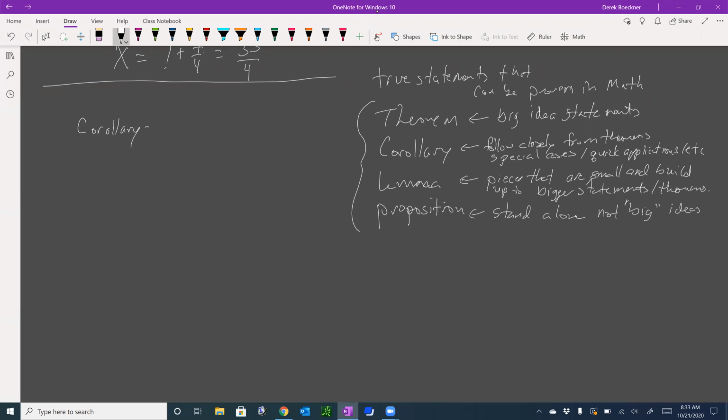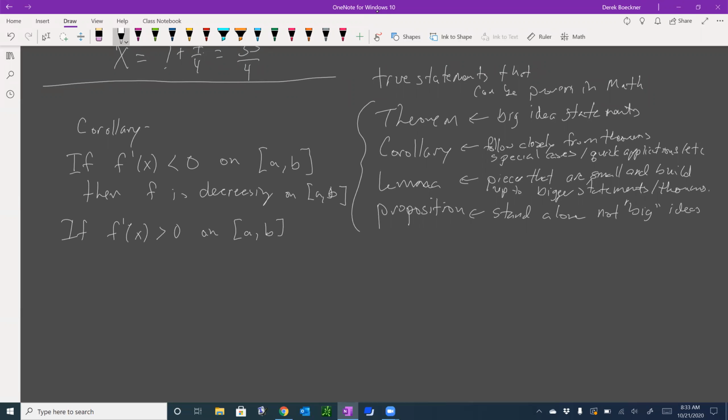Okay. So a corollary here is something that falls out from the mean value theorem immediately. And this corollary states, if f prime of x is less than 0 on (a, b), then f is decreasing on [a, b]. And similarly, if f prime of x is bigger than 0 on (a, b), then f is increasing on [a, b].